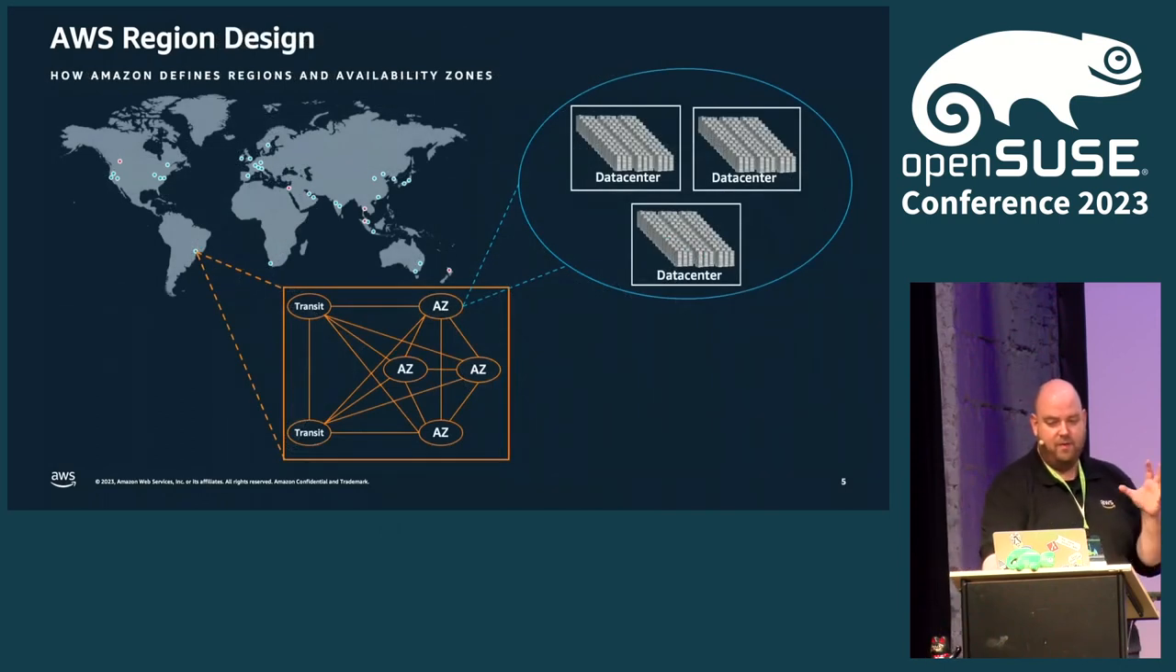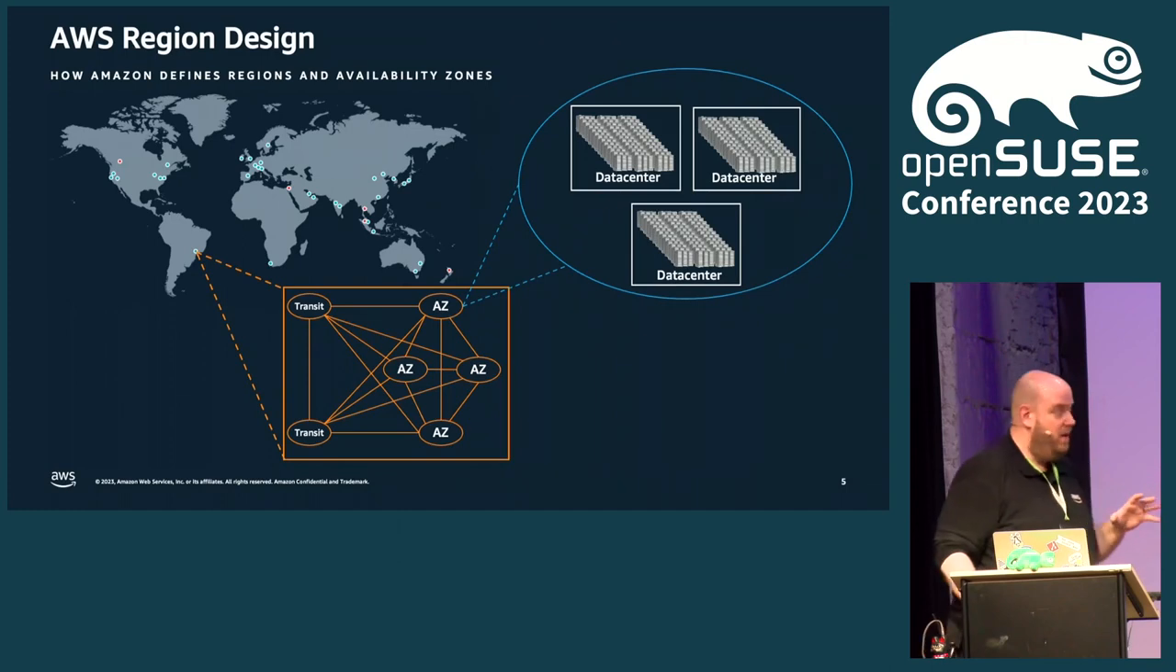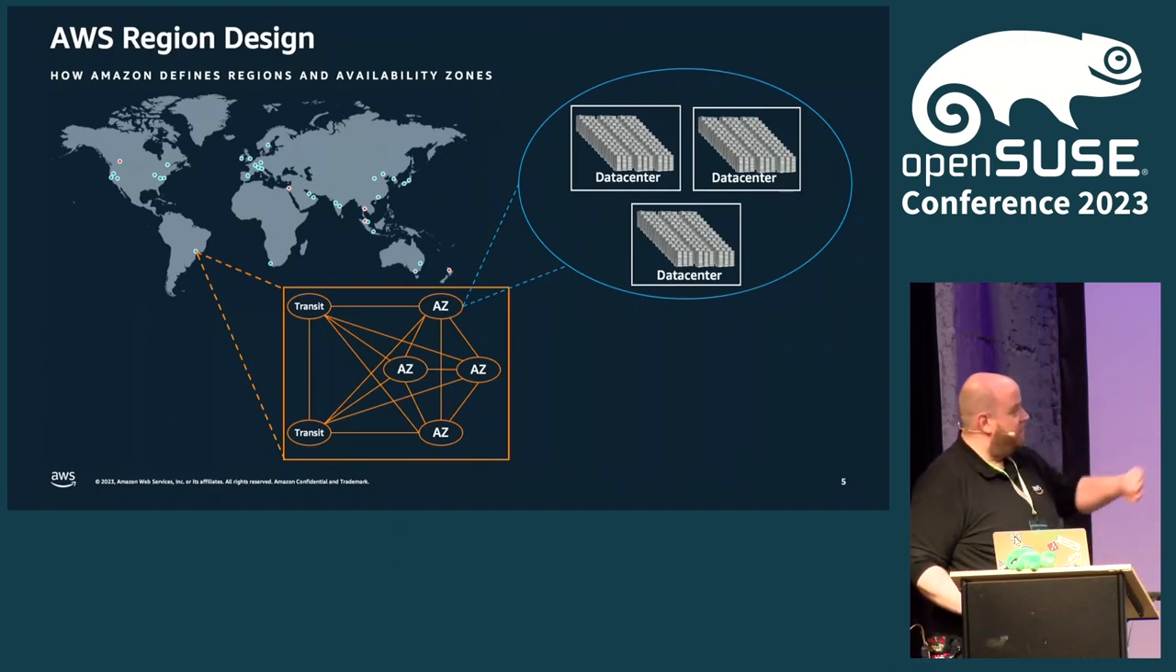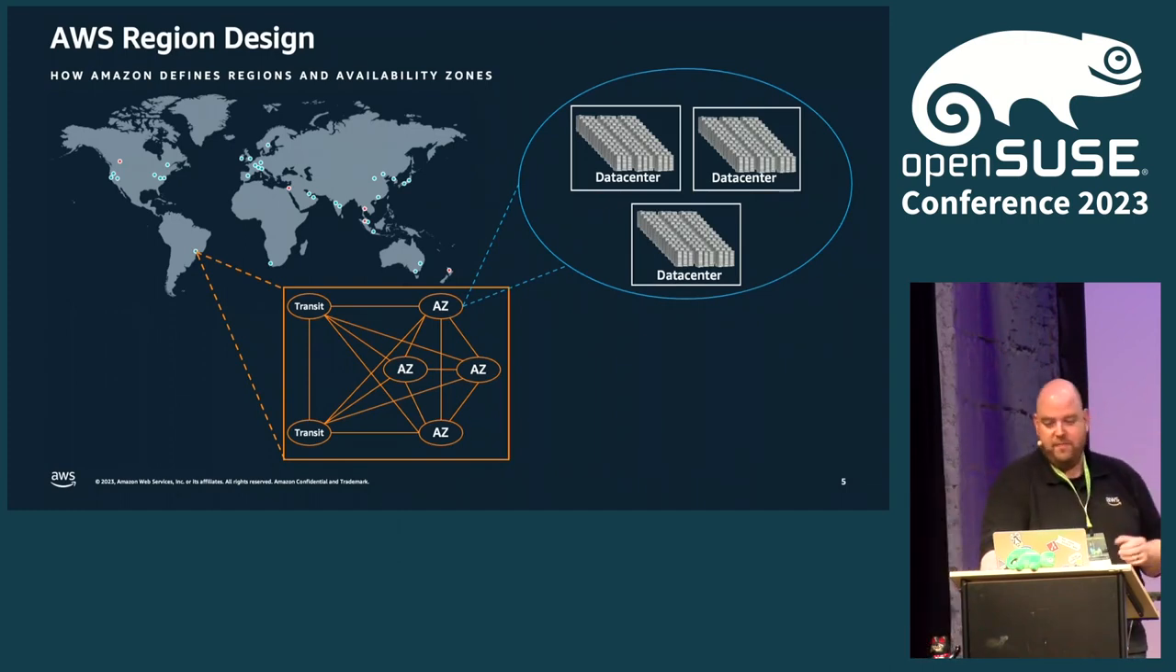The region design. A region is a geographical location with multiple availability zones. So the orange thing in the middle, that's actually our region. Networking between availability zones and the transit, that's all redundant. Every availability zone consists of one or more data centers. These data centers are also with redundant power, networking, and connectivity.